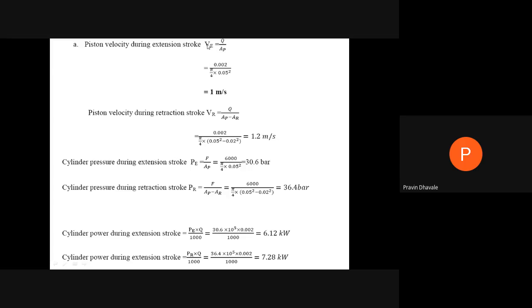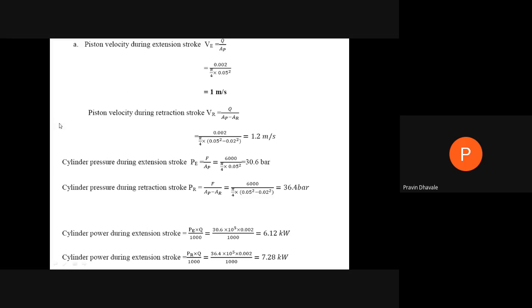The piston velocity is calculated by the formula V. For the velocity, we use the letter V, and during the extension stroke, suffix E, it is equal to Q upon A, right? Q is the discharge. Area of the piston or area of the cylinder, it will be the same. So Q is 0.02 meter cube per second. And area is pi by 4 d square, where you have to consider the diameter of the cylinder. So if you calculate this, the piston velocity during the extension stroke will be 1 meter per second.